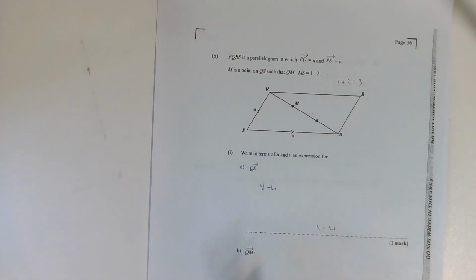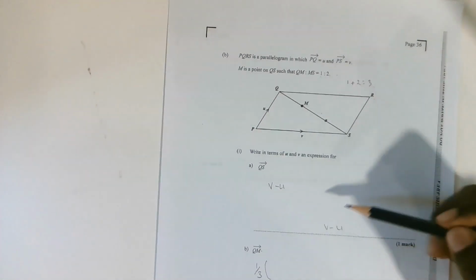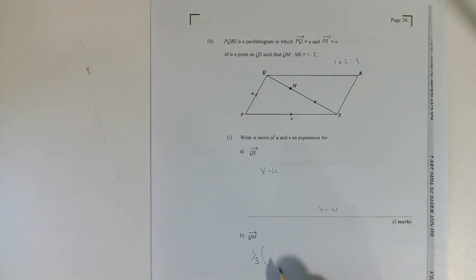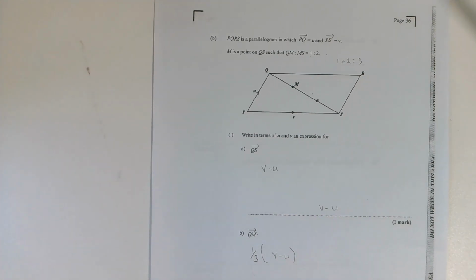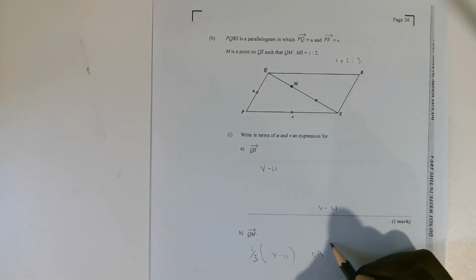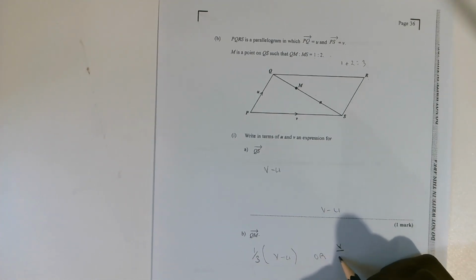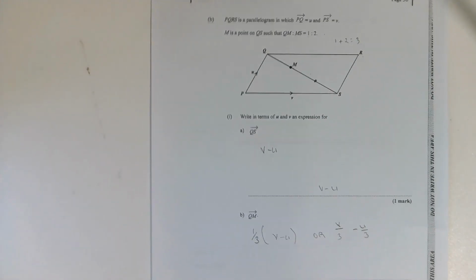So looking at our question again, we're trying to find QM, which is a third of our QS, which is V minus U. And that is going to be our answer for vector QM. Or we could write V over 3 minus U over 3.